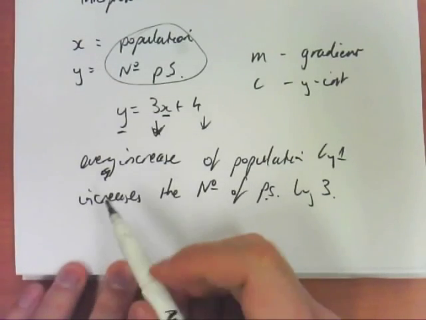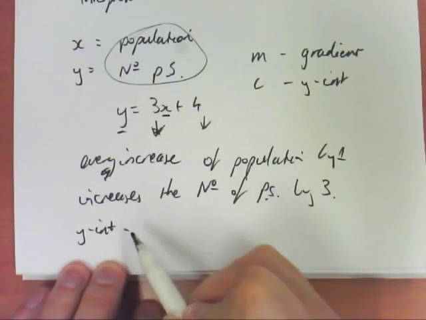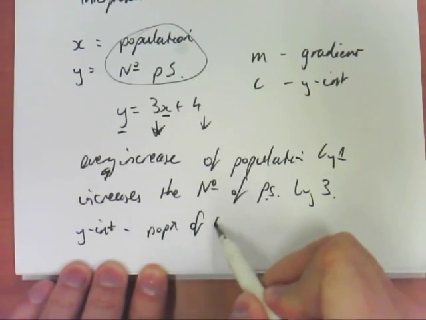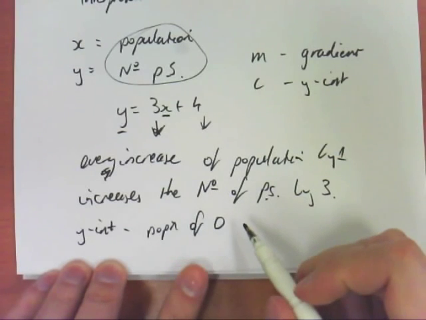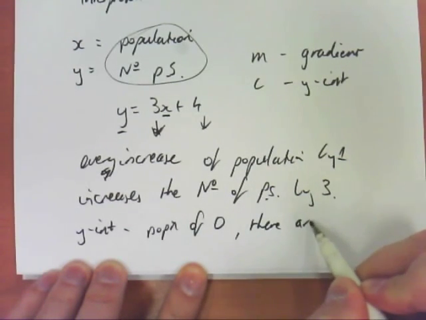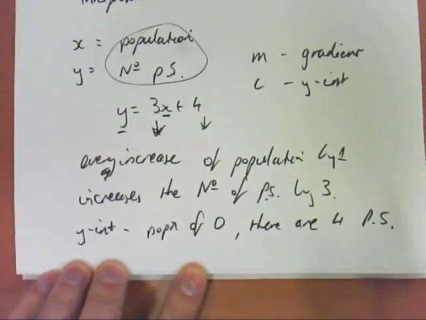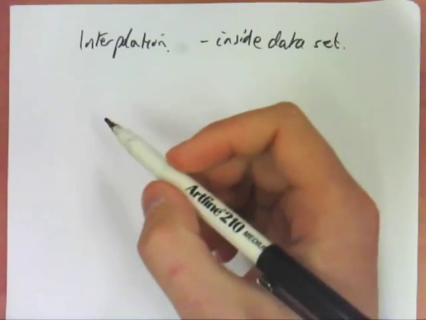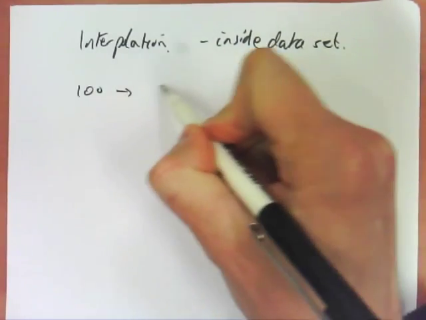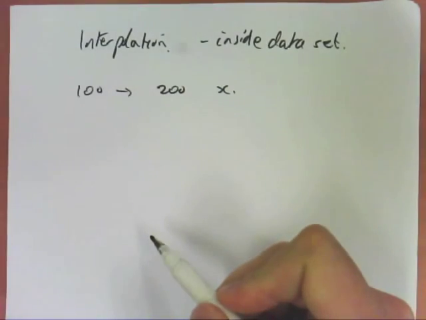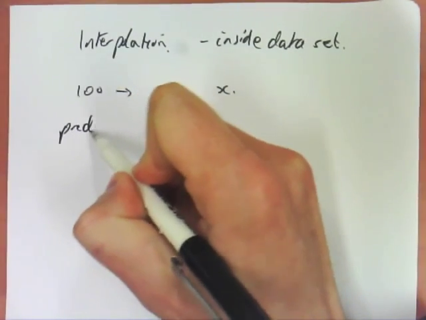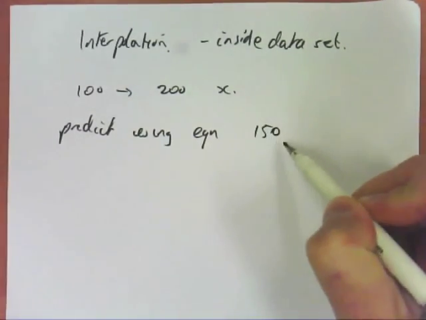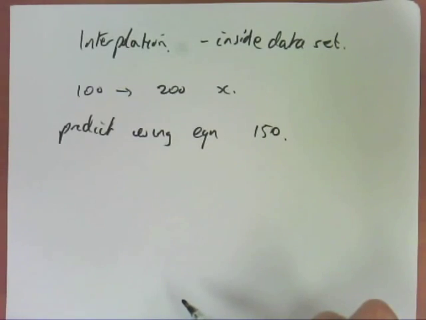And the other thing you need to discuss is the y-intercept. So in this case, for a population of 0, and again this doesn't make a great deal of sense, there are 4 primary schools. With interpolation we're talking about inside our data set. So if our data set ranged from 100 up to 200 in the x's, and we were asked to predict using our equation for 150, what our equation predicts 150 to be, that's interpolation.